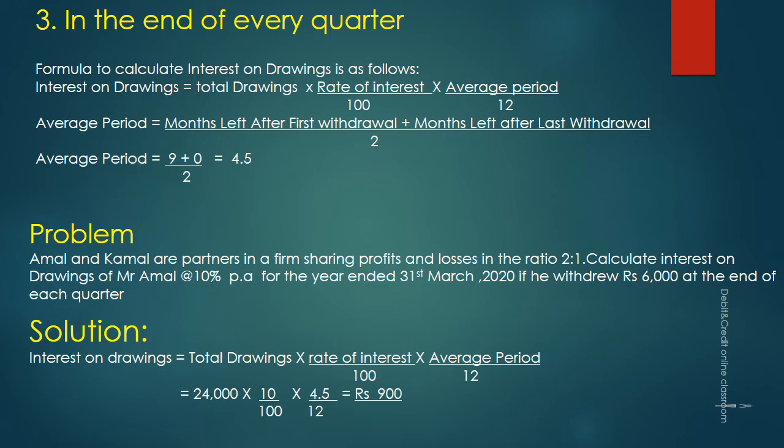to December. Then the last quarter will come from October to December, October, November, December. So the last withdrawal will be at the end of December. So months left after the last withdrawal will be 0. So average period is equal to 9 plus 0 divided by 2, that is 4.5. So 4.5 is the average period.